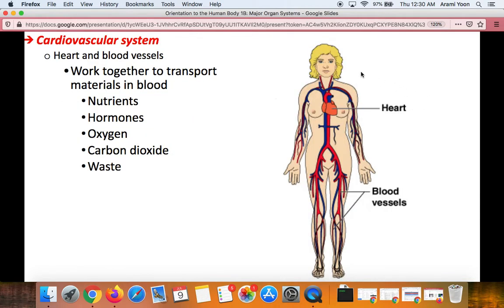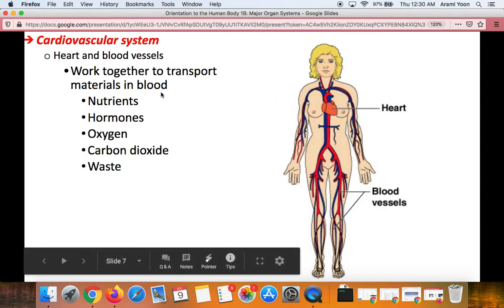Next is the cardiovascular system, which is the heart, shown here, plus all of the blood vessels. And you'll notice that some are shown in blue and some are shown in red to show that they have physiological differences, and we'll talk about that when we get to the cardiovascular system later this year. But these things all work together to transport materials in the blood.